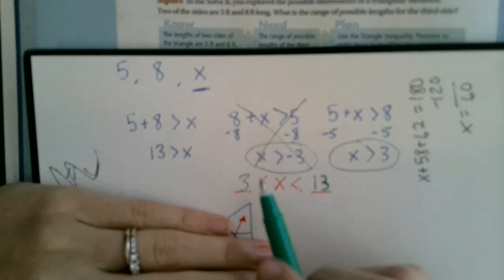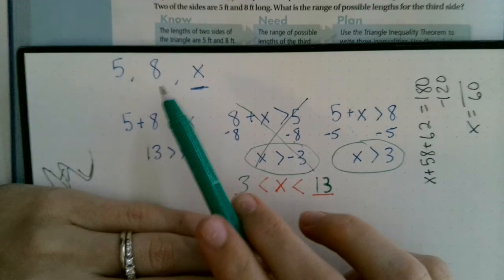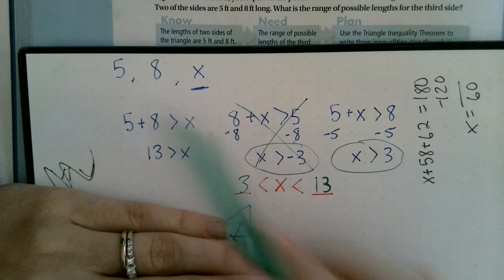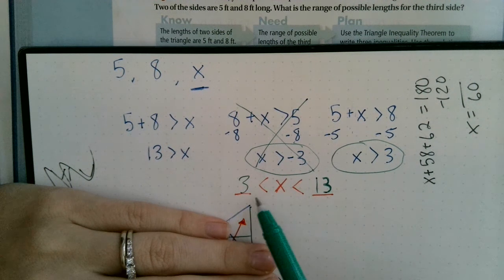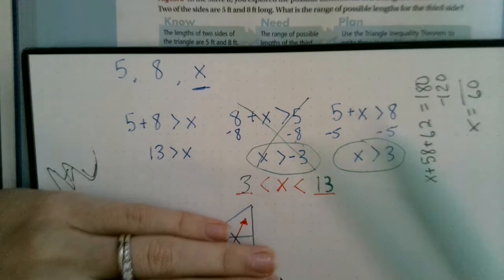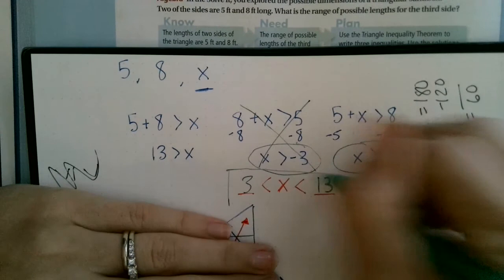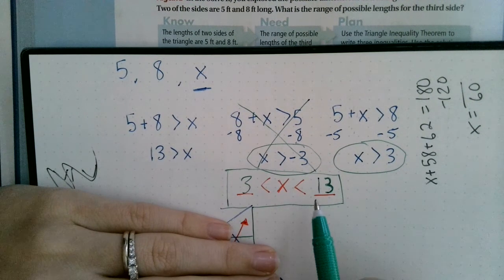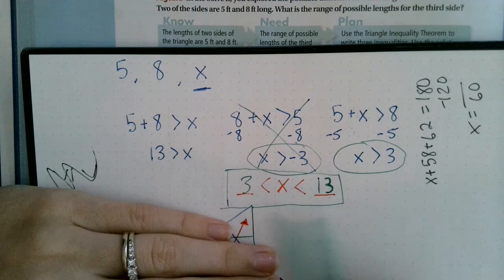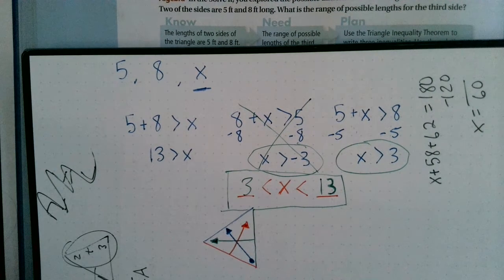Okay? So the trick here is you just do the big one minus the little one. That's how we get this number, and we can add them together to get the big number, subtract to get the small number. And this is how we write our answer for these problems. X has to be greater than 3 and less than 13. That's how our answer should be written out. That's very important for these type of questions right here.